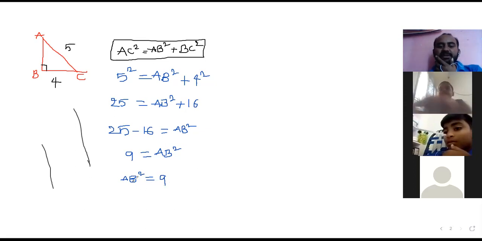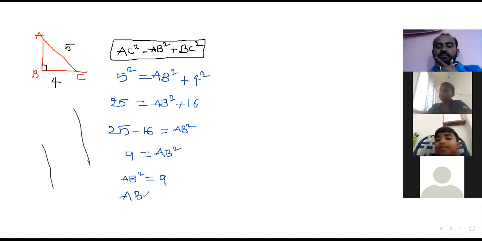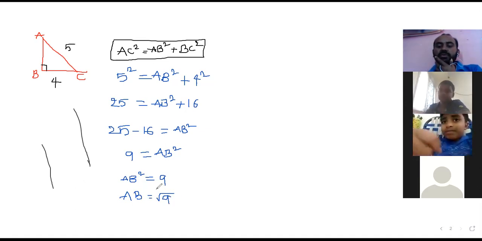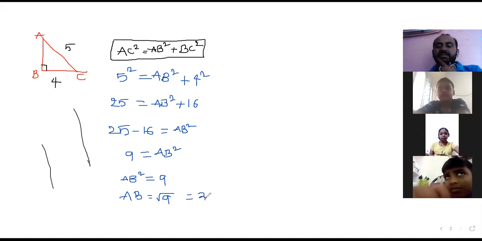Okay. AB square is equal to how much? 9. Then I don't want 9. AB square, I have to find only AB. AB is equal to what? Under root 9. What is the number to get 9 as a perfect square? 3. So my answer is 3. What I said in the previous case, 3. So this is my 3.